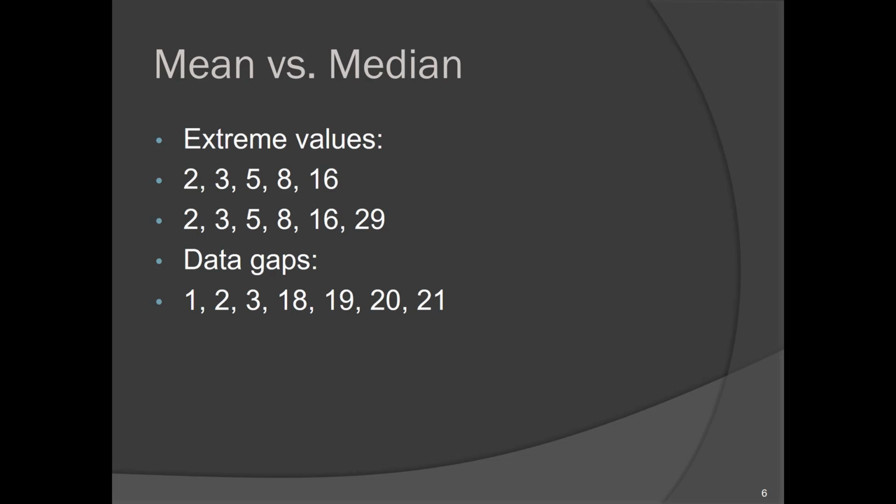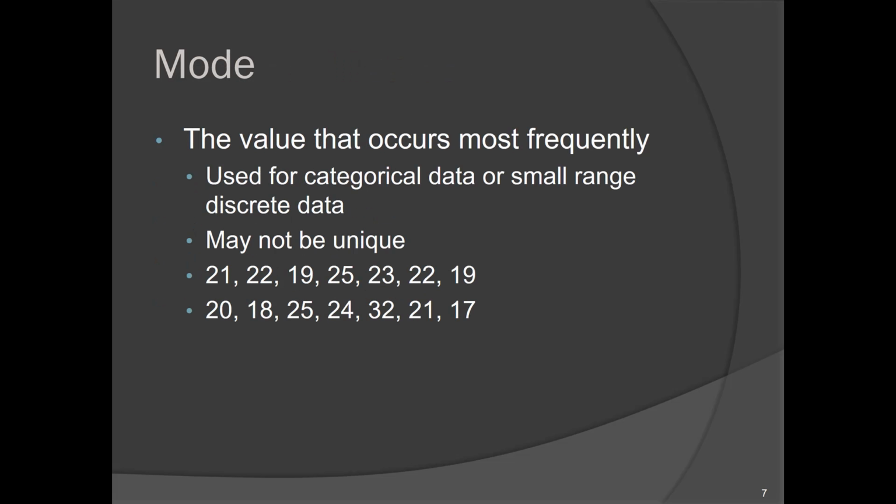You'll see that first data set does not have the 29, but the second one does. That 29 is going to pull your mean up, whereas the median is basically not going to change too much. And then the second shows data gaps. The median is going to be 18. So that doesn't really show you that the first three numbers are 1, 2, 3. Whereas with an average or mean, you're going to have all numbers involved.